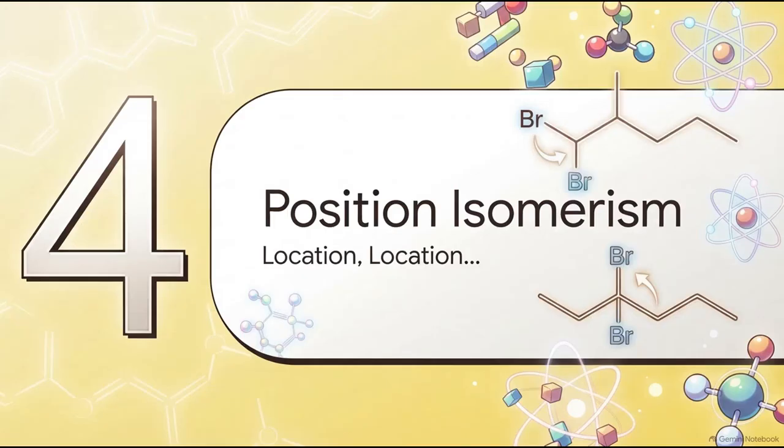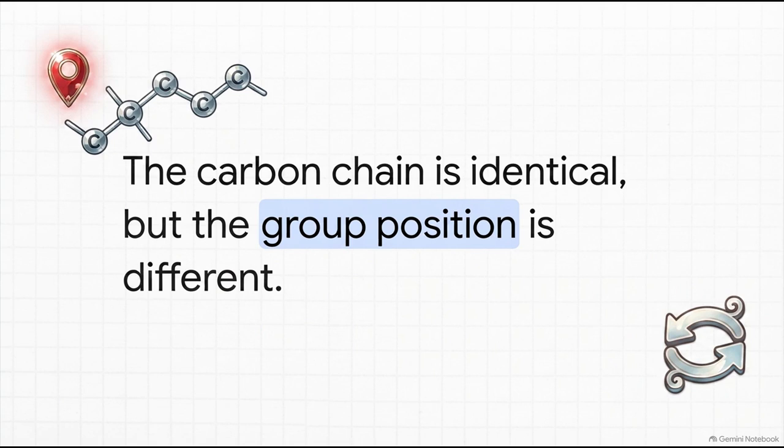Section 4. Deep dive into position isomerism. Location, location, location. Here the underlying carbon skeleton stays exactly the same, but the action moves. So in position isomerism, we aren't bending the skeleton anymore, we're not making it branched instead of straight, the carbon chain remains totally identical.